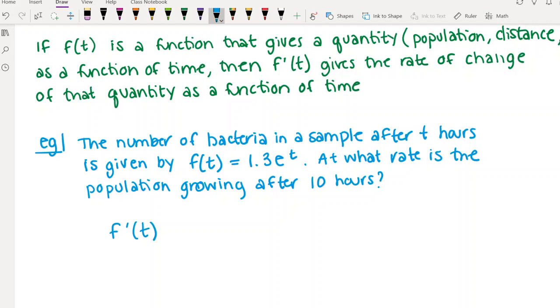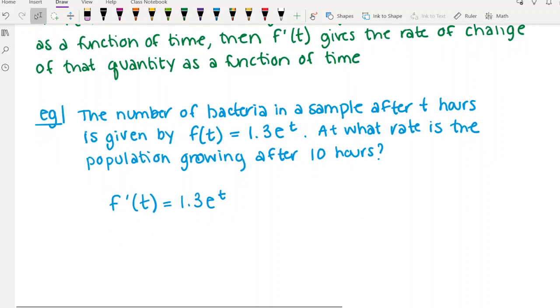Luckily, this is a pretty easy derivative to take because remember that the derivative of e to the x, or e to the t in this case, is just e to the t. And then what does this 1.3 do? Well, that's a constant multiple. So we're multiplying by 1.3, and so that's just going to come along for the ride. So the derivative is actually the same as the original function. And that's always going to happen. If you have a number times e to the t or a number times e to the x, it's just going to be its own derivative because e to the x is its own derivative, and then you're just multiplying by a constant that comes along.